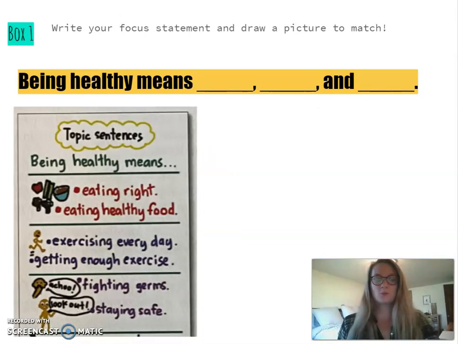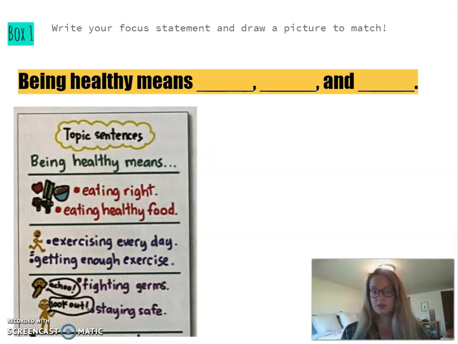In box 1, we're going to write a focus statement or a topic sentence for a paragraph. This will explain what the rest of our plan will be about. We practiced doing this orally or with our voices in yesterday's lesson. We can say being healthy means, and then we can list the 3 big ways that we'll stay healthy.